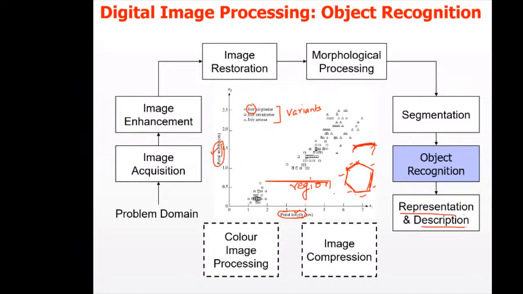Region-based approach, in which you tell that these pixels are lying on the object. This object is having these pixels. So that means you tell the coordinates of the pixels which are lying inside that object. Are you getting me? There are two approaches, boundary-based and region-based. So that is called representation and description.